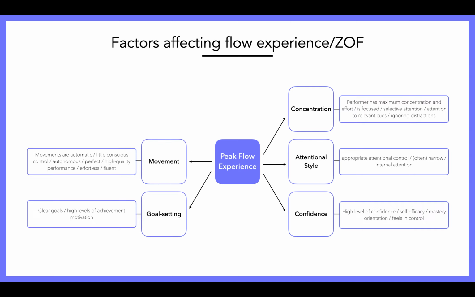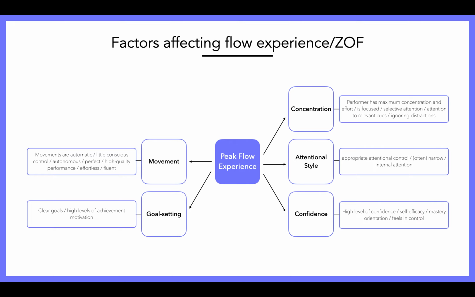Movement. So movements are automatic, autonomous movements, with little conscious control, a bit like arousal's relationship with ability level. It could be the movement you're performing is perfect in that peak flow moment. It's perfect. You're great. It's high quality. It's effortless. It's fluent. As you can see with these words I'm using, this is why athletes go seeking this flow state. They want to be in this zone of optimal functioning.